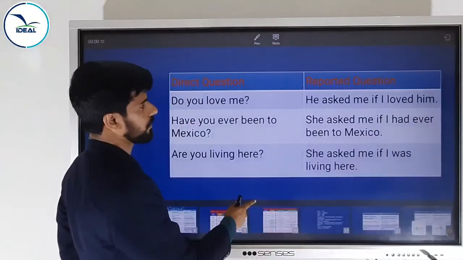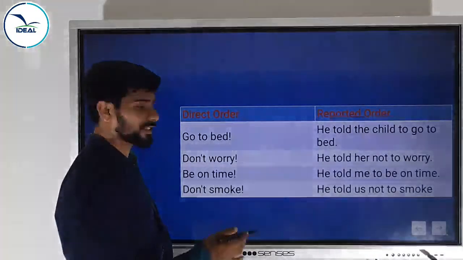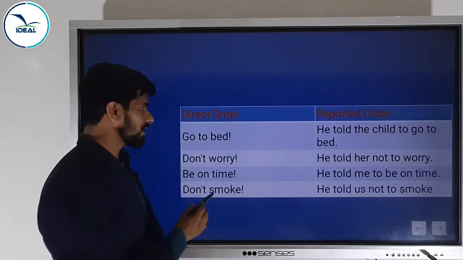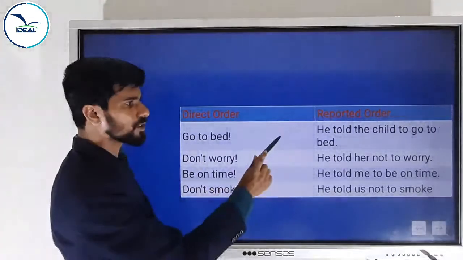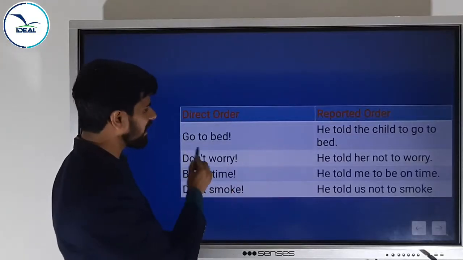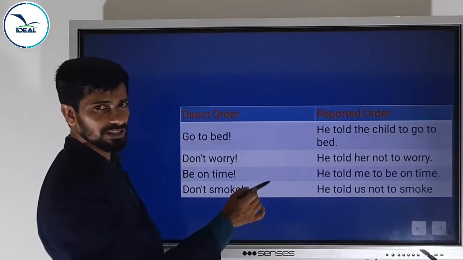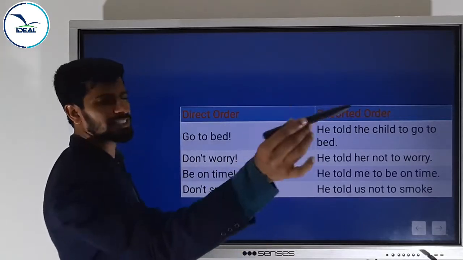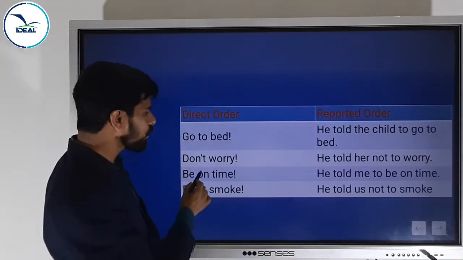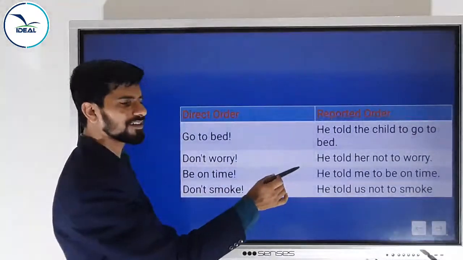Okay. And what changes take place when we convert an imperative sentence, as I said before, from direct speech? Go to bed. He told the child to go to bed. The other is just like this one. She asked the child to read the chapter. For example, don't worry. He told her not to worry.